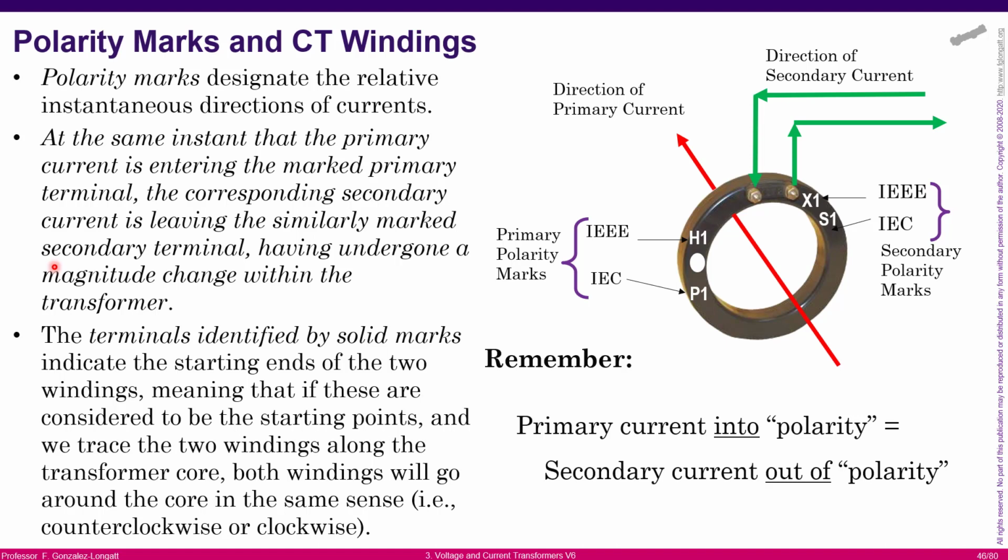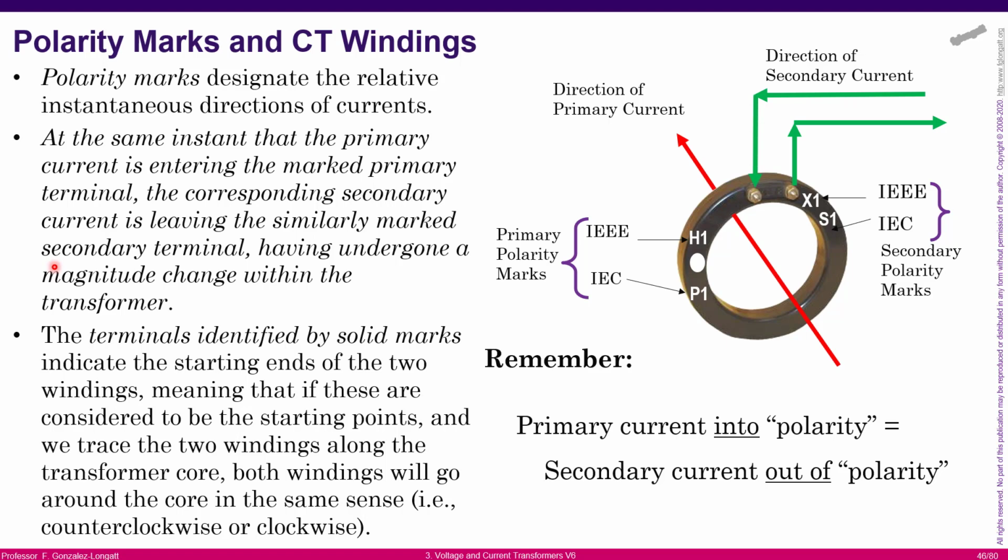every single CT has some marks that are installed, or they are coming from the factory, and those marks define the polarity. Okay, what is the idea of those polarity marks? Well, they define the instantaneous direction of the current. I mean, if the current is going in this way, you can identify what is the direction on the secondary if you use properly the polarity marks.